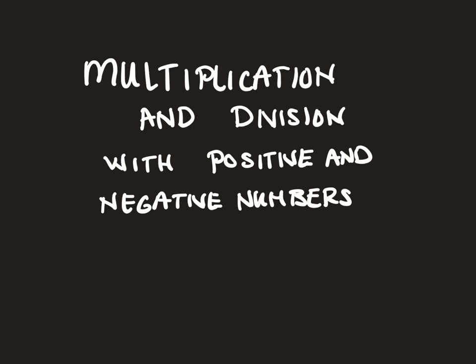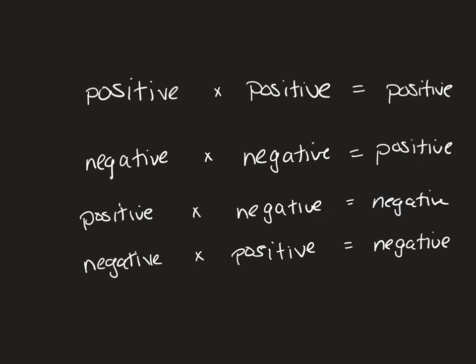We're going to briefly review multiplication and division using positive and negative numbers, and we'll also take a quick look at how this would work if we were using fractions rather than whole numbers. When you multiply any positive number by another positive number, the result will always be positive. Similarly, if you multiply a negative number by a negative number, the result will always be positive.